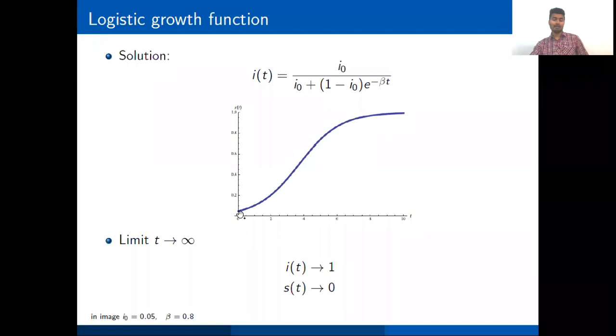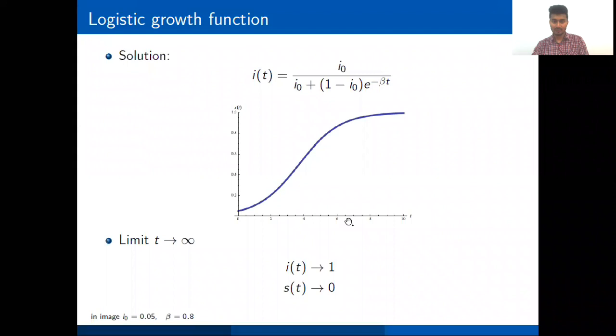All right, so if time goes to infinity, so in this case, if t goes to infinity, e to the power minus infinity, this term disappears, but this I of zero remains. This term disappears, and I naught over I naught gives you one. So I of t is equal to one. So that's what you get. And in this case, this is one.